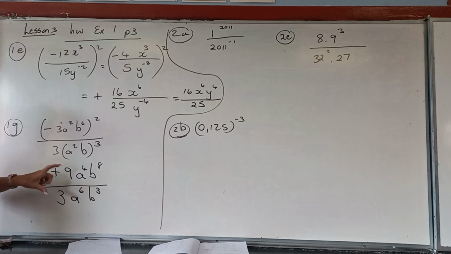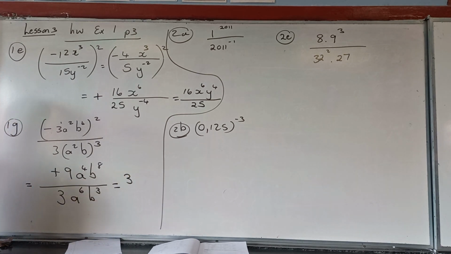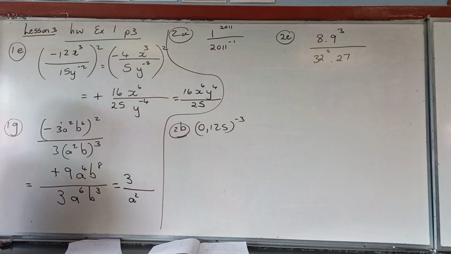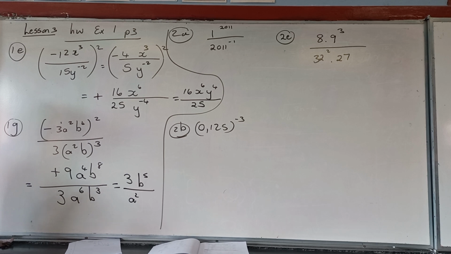Simplification of the same base, so I subtract the exponents. The numbers are normal numbers, they're just going to become 3 at the top, right? The a, the biggest one is at the bottom, so it's going to become a to the power 2 at the bottom. And b to the power 5 at the top. Anything else you want to do? No, that's the answer. Right?